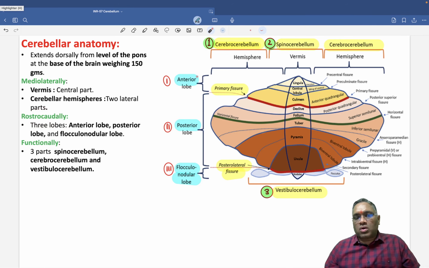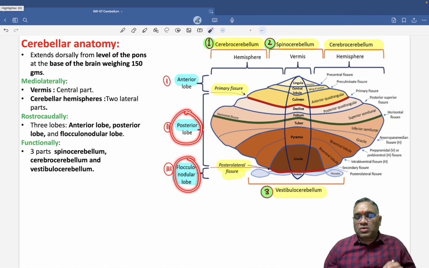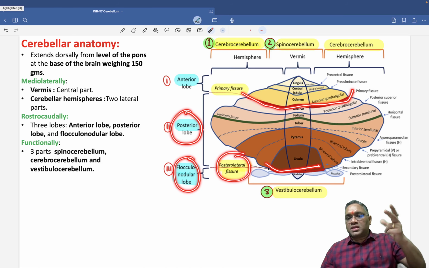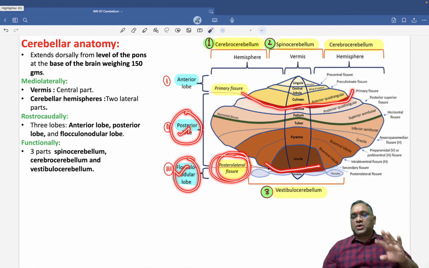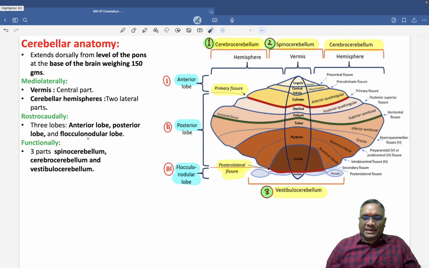Now see the rostrocaudally. Rostrocaudally we divide them into anterior lobe, posterior lobe and flocculonodular lobe. The anterior lobe and posterior lobe are divided on the basis of the primary fissure, number one. Then the posterior lobe and flocculonodular lobe are divided on the basis of the posterolateral fissure, right? So that is the rostrocaudal part of the cerebellar anatomy.